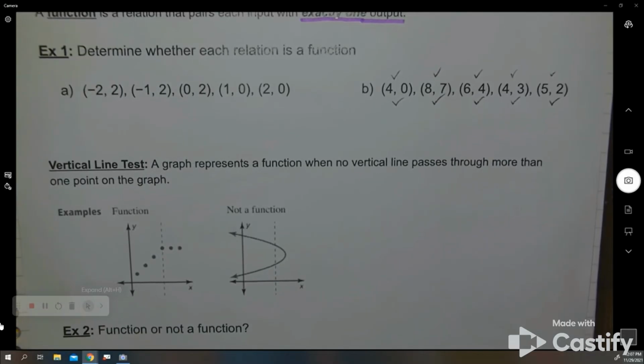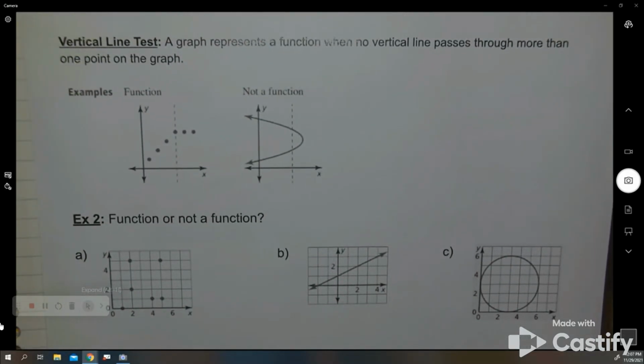Most of the time, it's going to be quicker just to do your input-output table. But if I'm already given a graph, I'm going to use the vertical line test. And what that means is that you're going to draw a straight line down through the graph. And if you hit more than one point straight down, then it is not a function.